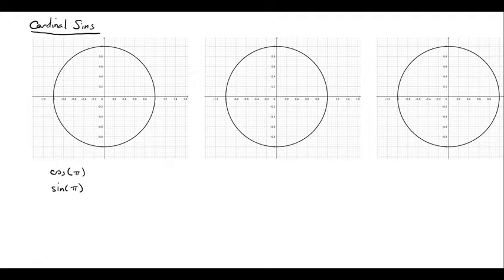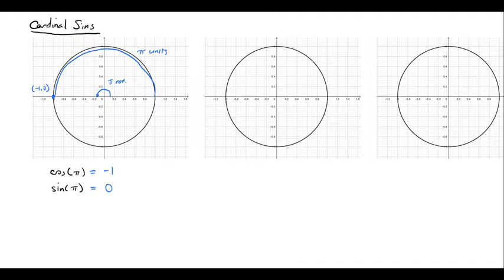Well, that is half a revolution. So we travel halfway around the circle and we land here at the point -1, 0. So that means that the cosine of pi, that was pi units or pi radians, so cosine of pi is going to be -1. Sine of pi is going to be 0.